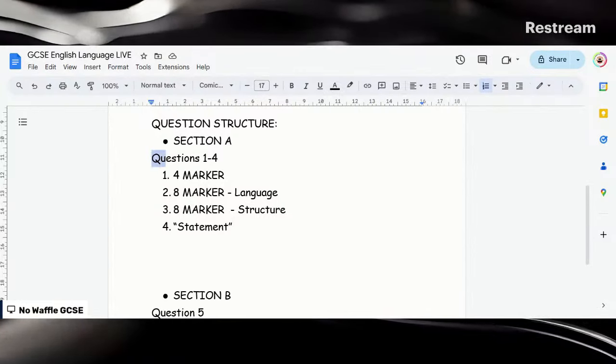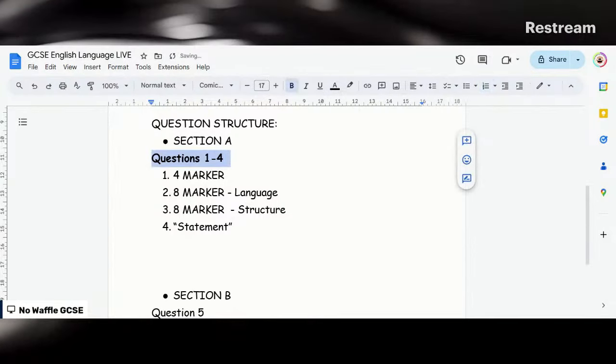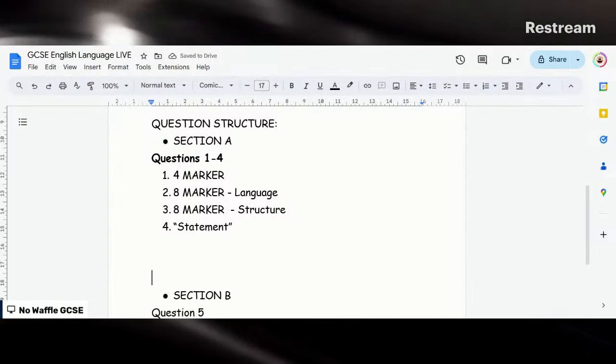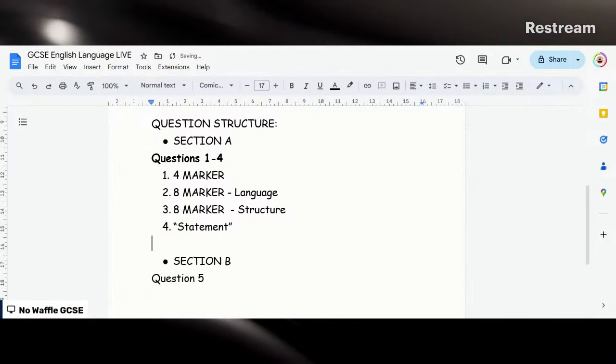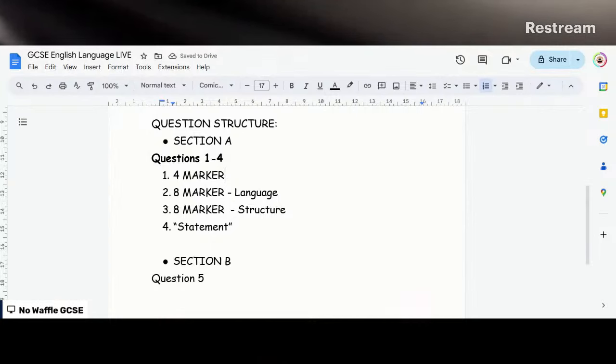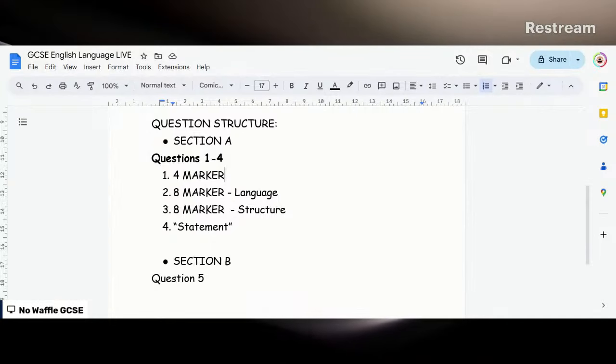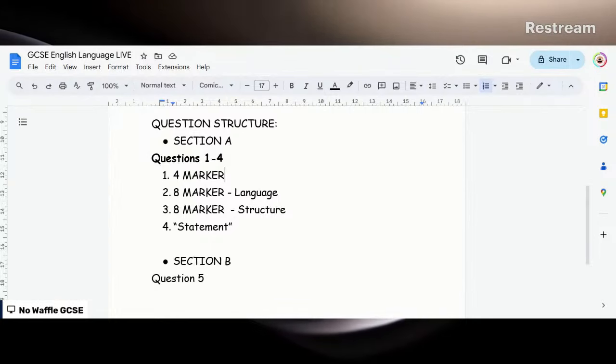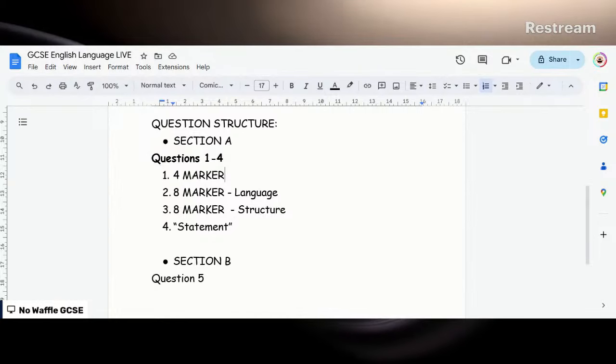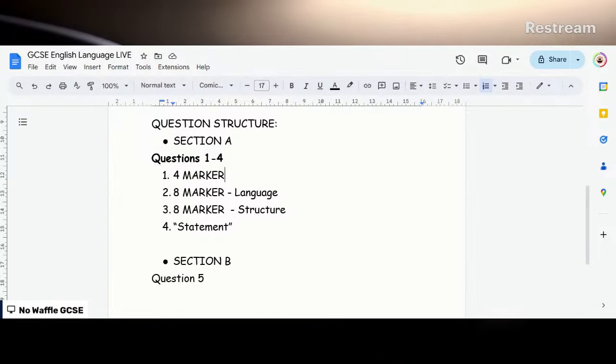So your first one, which is just a 4 marker, that's going to be pretty obvious in how you should go about that. It's going to be a question like, let me think of an example, list 4 ways in which the main character is feeling, and then you literally just list it. You can use quotes from the text, straight from the text.